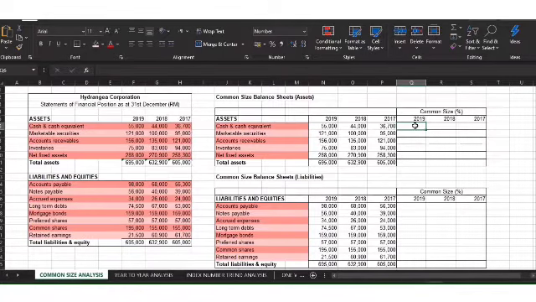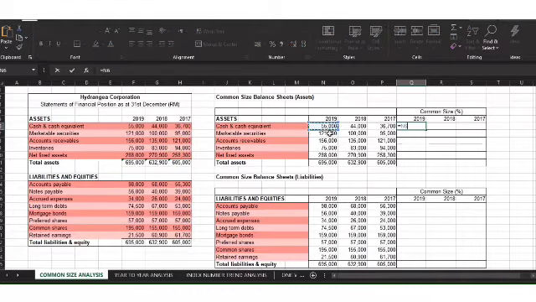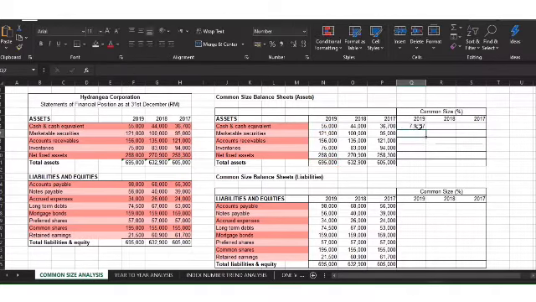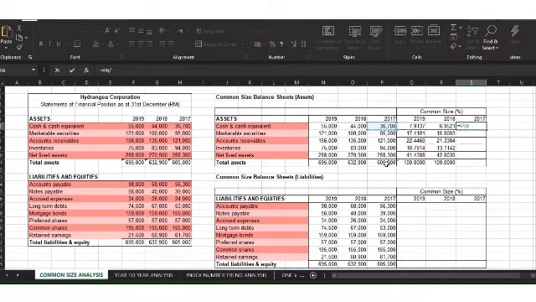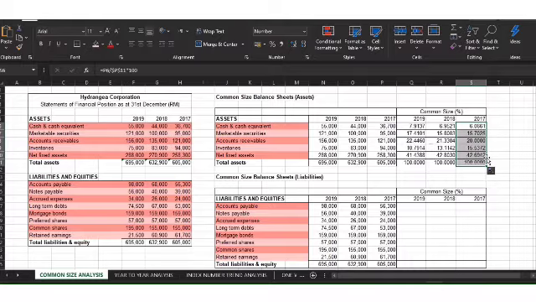The first analysis is common size analysis. Equal the amount of cash and equivalent for 2019 divided by total asset for 2019, and then you will have to multiply by 100. You will get the answer. Then you will have to practice this one: divide by total asset for 2017, multiply by 100. Then you will have to practice with it. Note that total asset for common size in percent must be equal to 100% for every year.